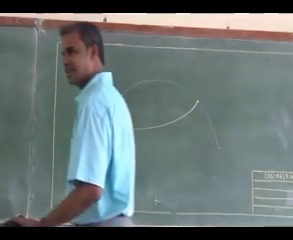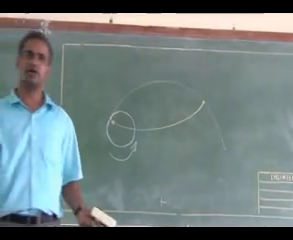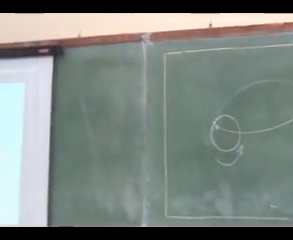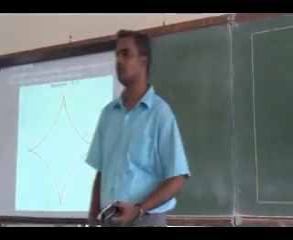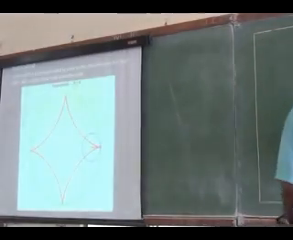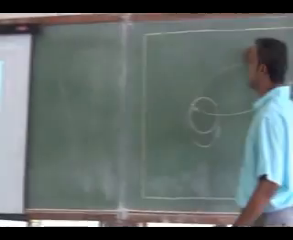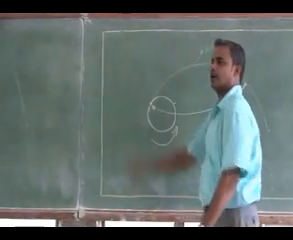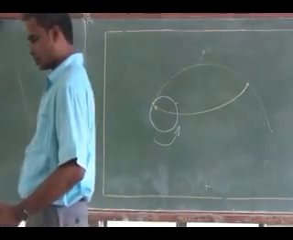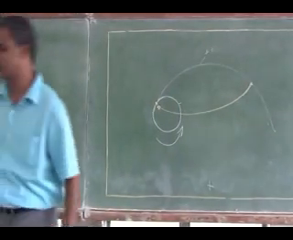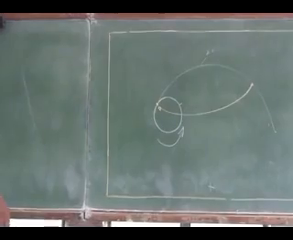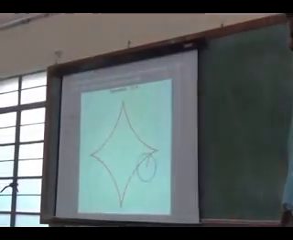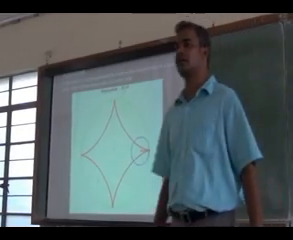So if a circle rolls on a straight line, we will obtain a cycloid. If a circle rolls outside another circle, we will obtain an epicycloid. If the same circle rolls inside another circle, I will obtain a hypocycloid. So this is my generating circle, and this is my directing circle or base circle. See, the circle rolls inside. Right, it's clear.